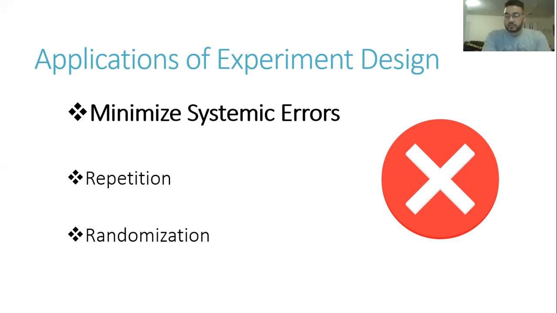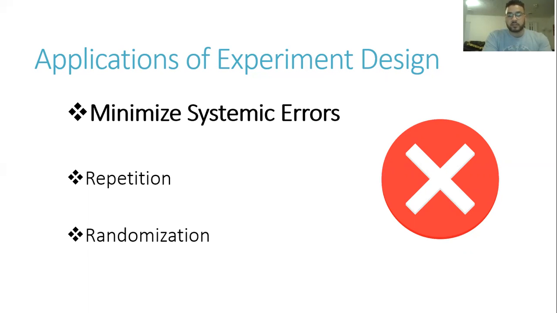Okay, so applications of experimental design. We all know that a good experiment begins with an established goal. No experiment is perfect, and they're all going to have something called systemic errors. These are the type 2 errors that Dr. Lutz went over at lecture. There's no way to really get rid of all these errors, but we can minimize them. And how we do this is with repetition and randomization.